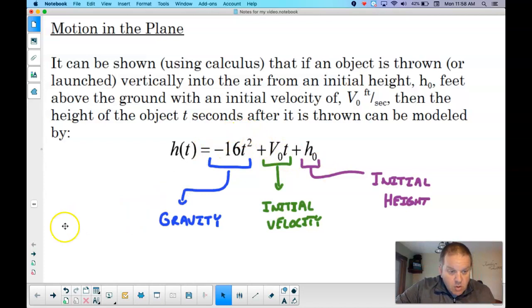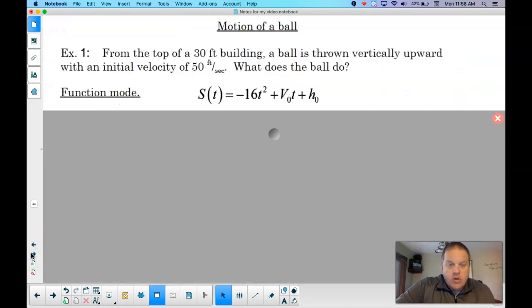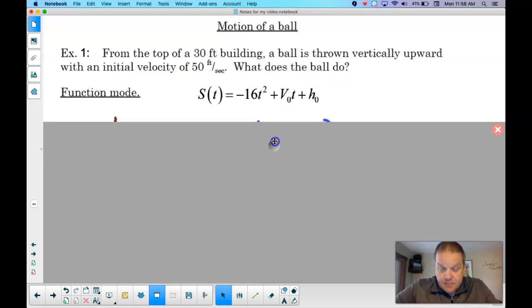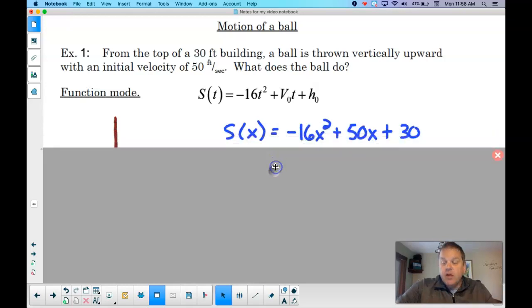So with that being said, if from the top of a 30-foot building a ball is thrown vertically upwards with an initial velocity of 50 feet per second, what does the ball do? Here we called the function S of t, I don't know why, I didn't have a chance to go back and edit all these notes. When we graph it or put it into a graphing calculator, we're going to change our t's to x's so that they can be graphed.